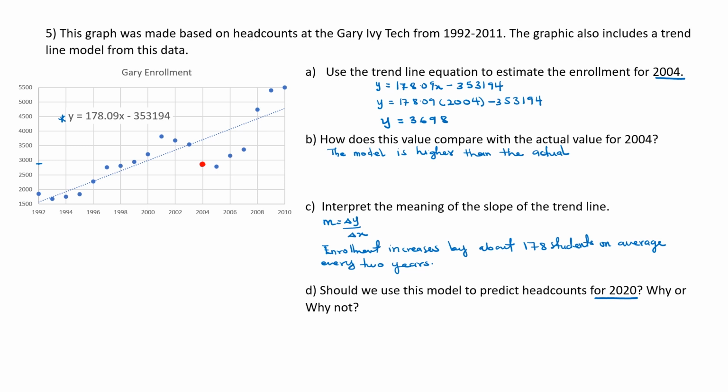Now, since the year 2020 is outside the scope of the model, we said that the scope of the model represents the range of the horizontal values. And so if the scope of this model goes all the way to 2010, then 2020 will be beyond the scope of the model. And so no, because 2020 goes beyond the scope of the model.